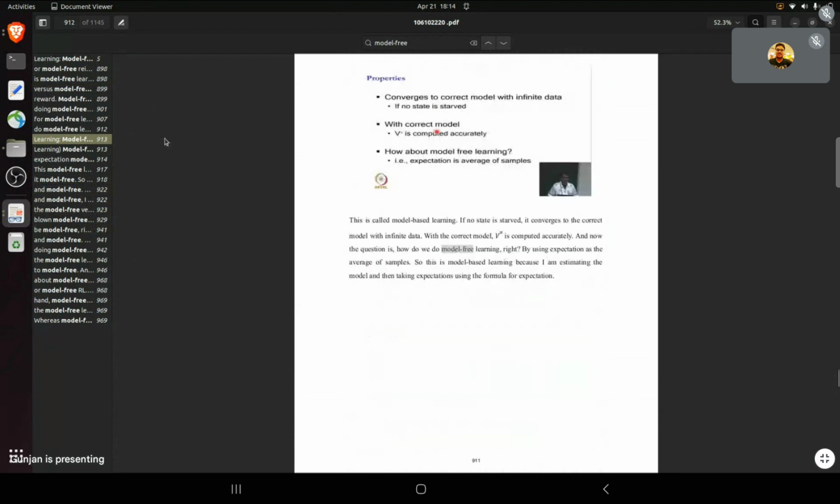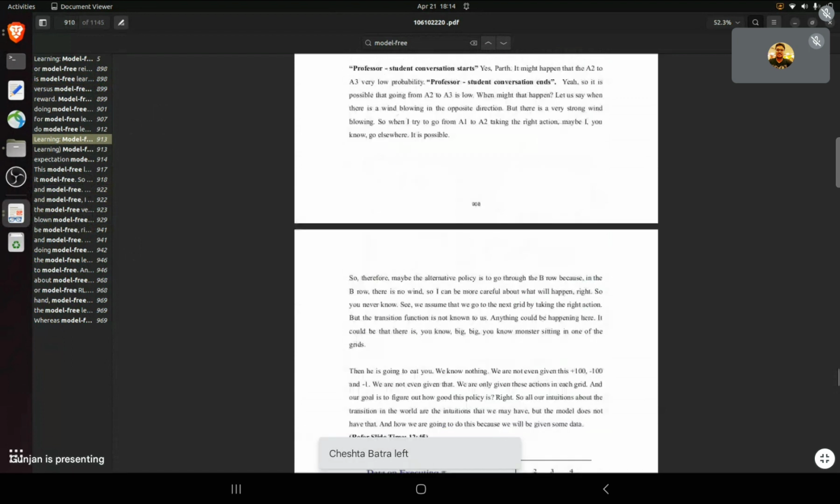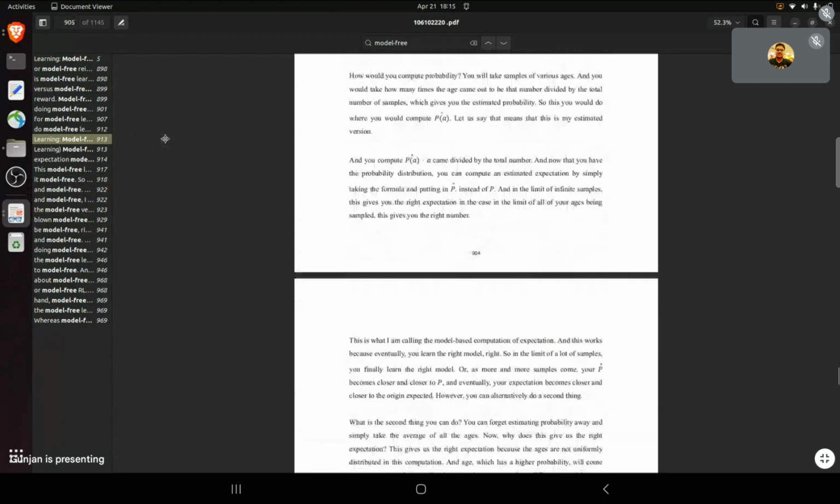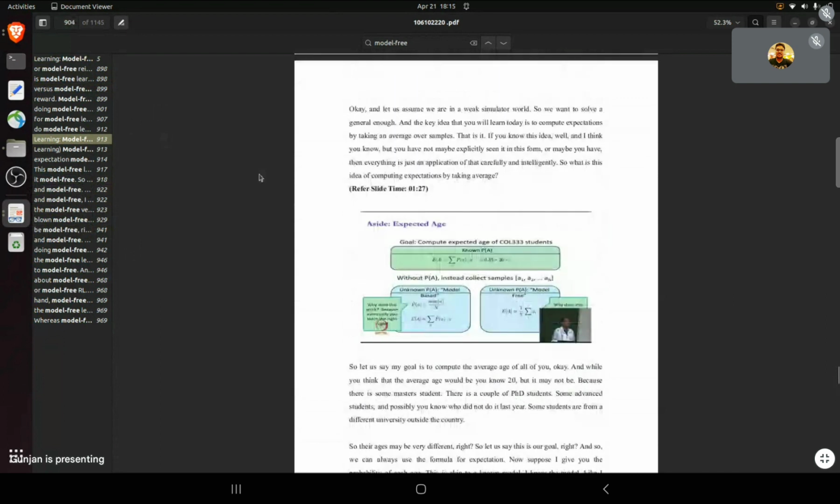The slide just went missing, I don't know where. Where did it go? Yeah, this one. It should be somewhere near, around this only. This slide, yeah, this one.